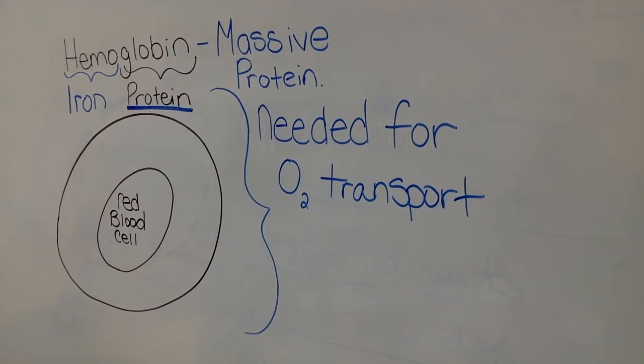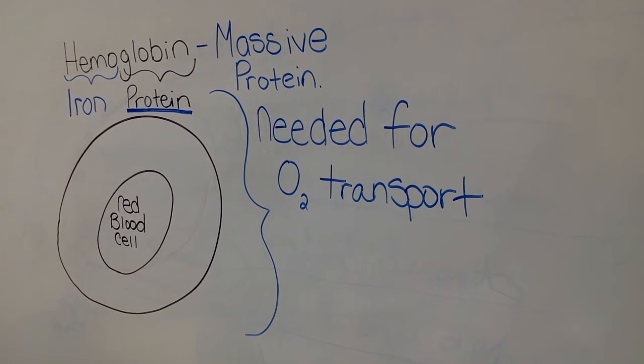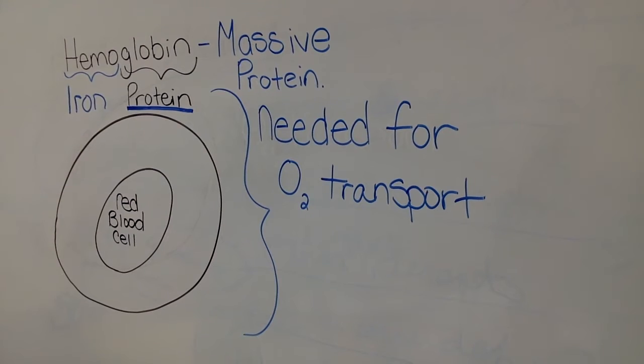The majority of oxygen in the body is transported by hemoglobin, which is a huge protein found inside the red blood cell.